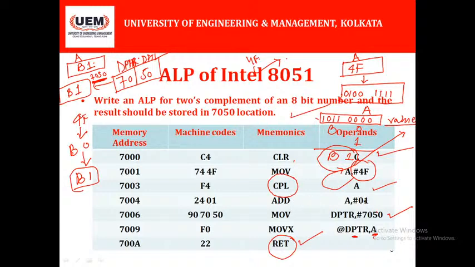Next, ADD A comma #01. So we are going to increment the value of the A register. The value of the A register is going to be incremented by 1. Initially it is 4F. Now after the complement it becomes B0. Now after adding 1 it becomes B1.